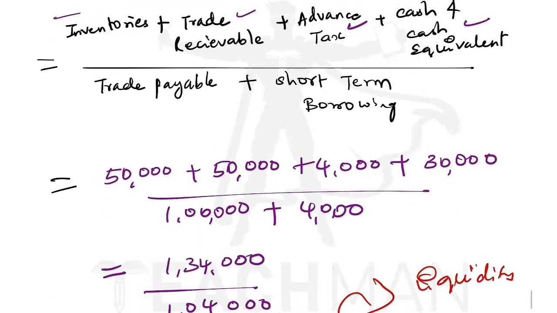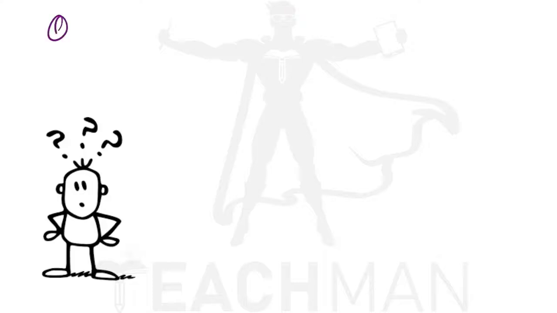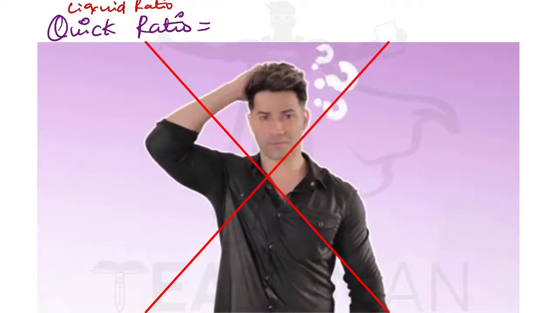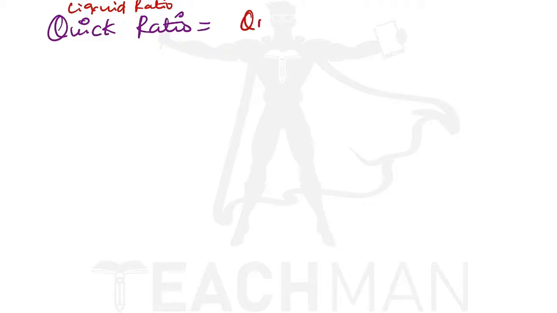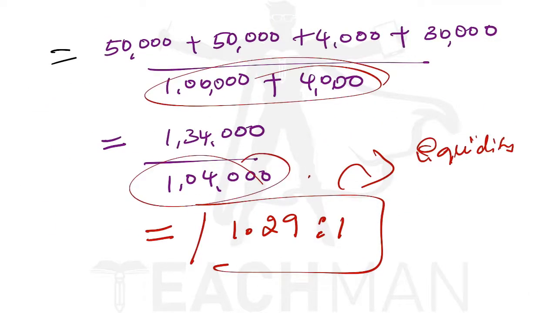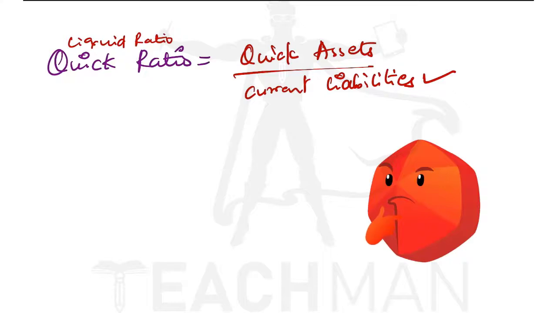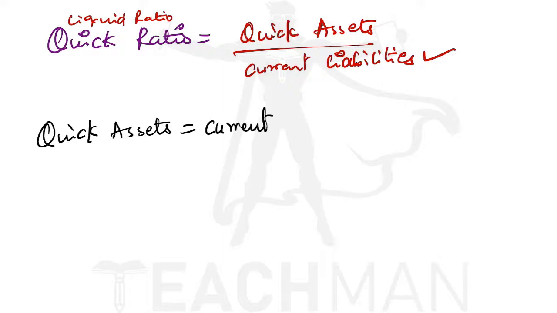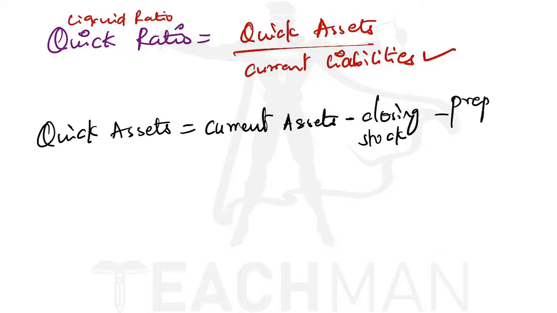Now let us calculate the quick ratio. Now what is the formula of quick ratio? Quick ratio is also called liquid ratio. Don't get confused in the examination. So the formula will be quick assets divided by current liabilities. We have already found the current liabilities here. Now we have to find the quick asset. What is the formula of quick asset? We have learned quick asset is equal to current assets minus closing stock minus prepaid expenses.